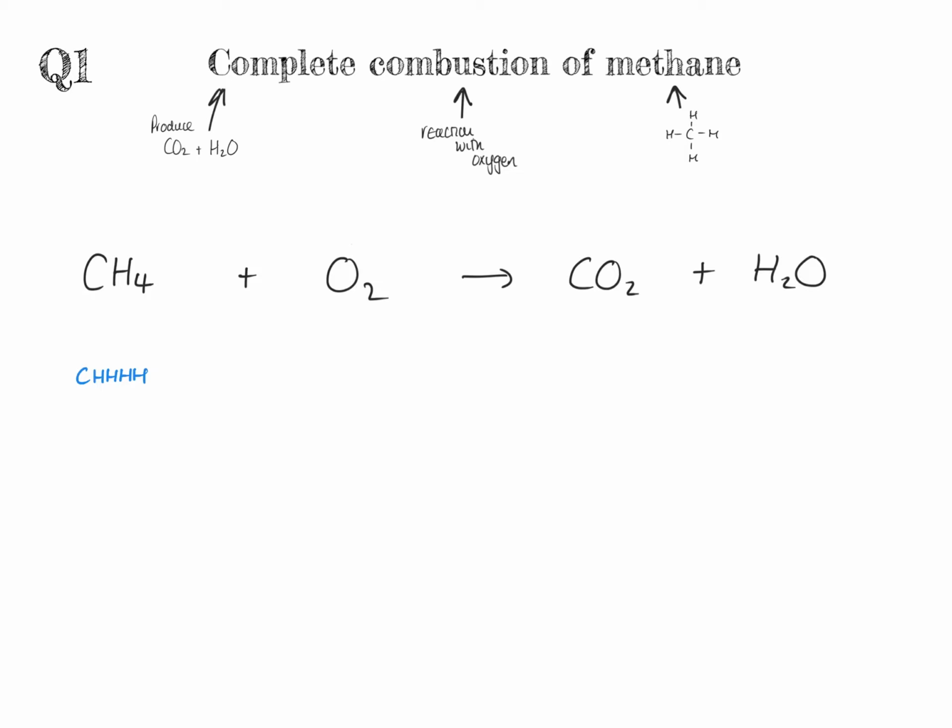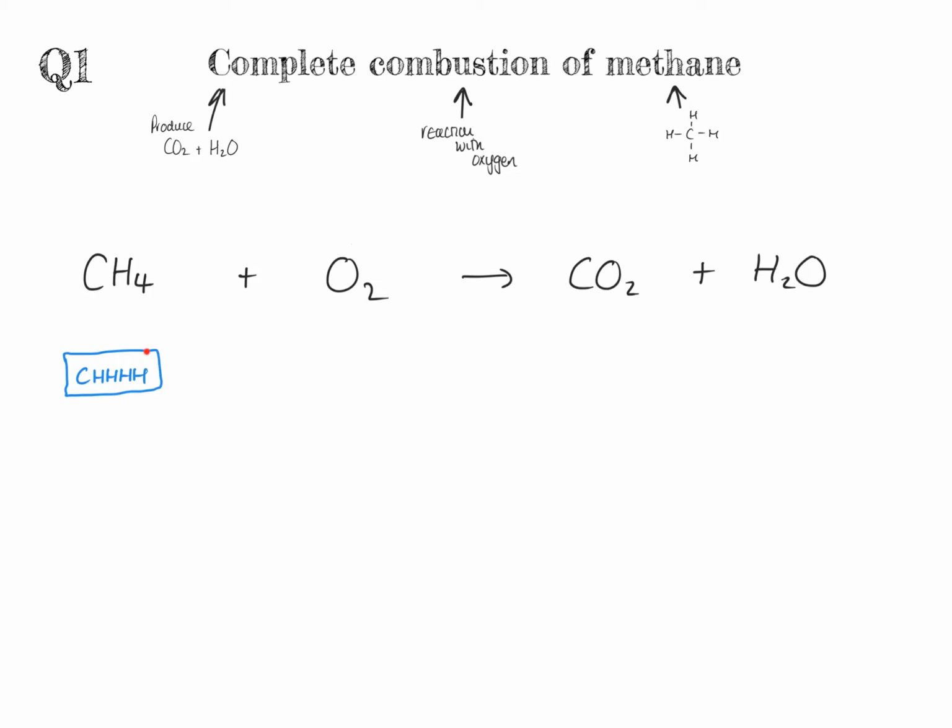Once I've written that out, I put a box around it to protect it. I don't want to change that formula. Methane is always CH4, that's why I drew it like that up here. So I can't go changing this formula at all. It has to be 1 carbon and 4 hydrogens, otherwise it's no longer methane and we get the question wrong.